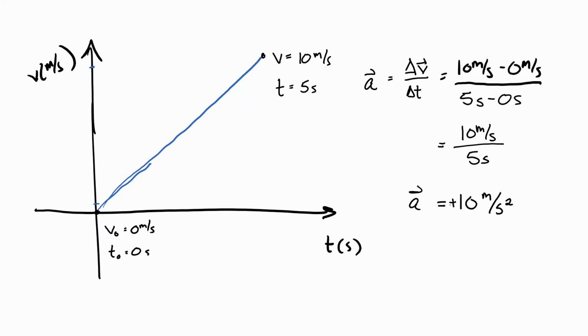So it's a positive 2 meters per second squared because I'm speeding up, going from a 0 velocity to a positive velocity. Meters per second squared are my units of acceleration. And acceleration is still a vector because I care if it's positive or negative.